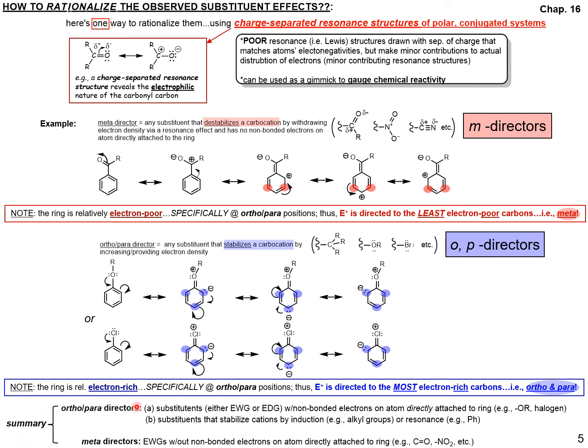So if you're trying to remember, or if you're given a structure and you want to figure out whether the substituent on the benzene ring is going to direct ortho, para, or meta, check to see which category it falls into.